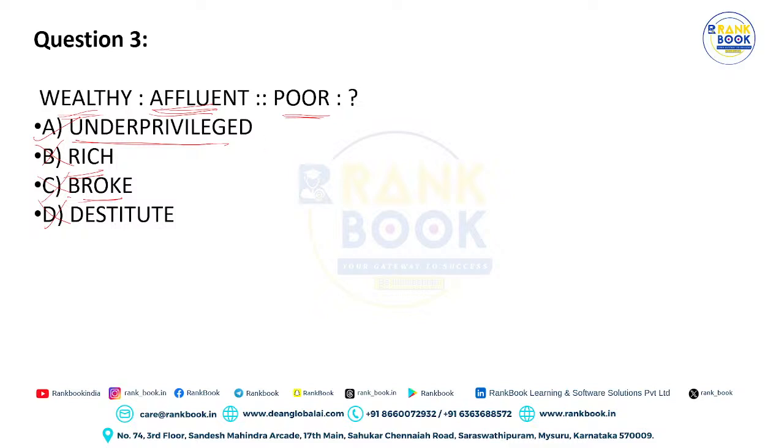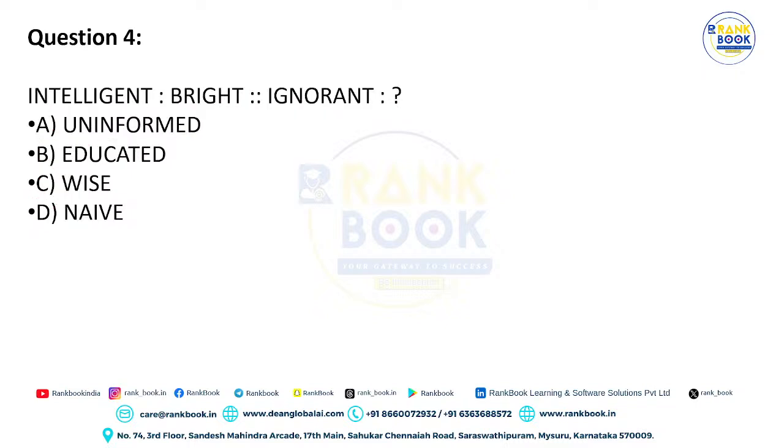Okay, so now moving on to the fourth question. Intelligent is bright. He is a very intelligent student, or he is a very bright student. He is a very bright candidate. Okay na? So the relationship what they are holding here is synonyms alva. So now ignorant. Ignorant andre enappa?